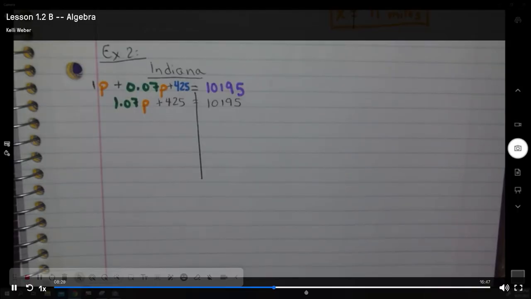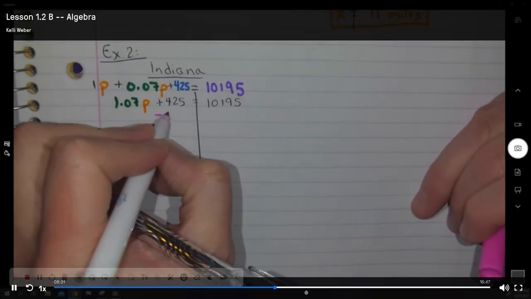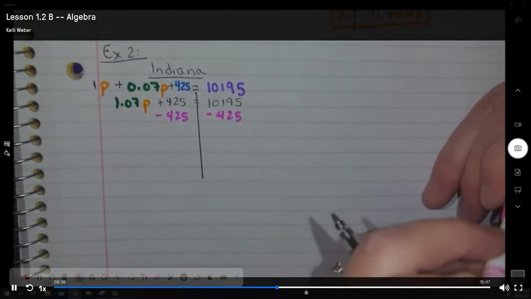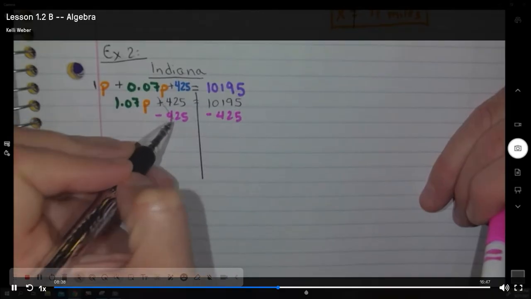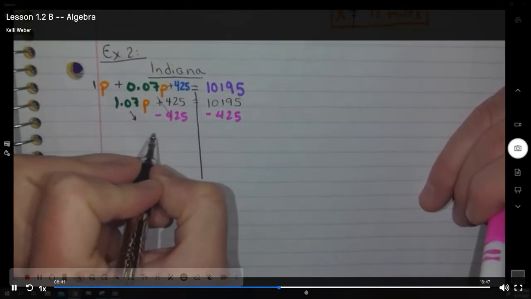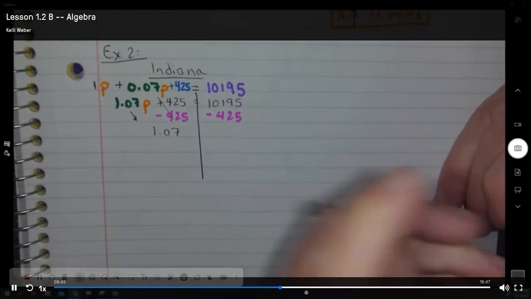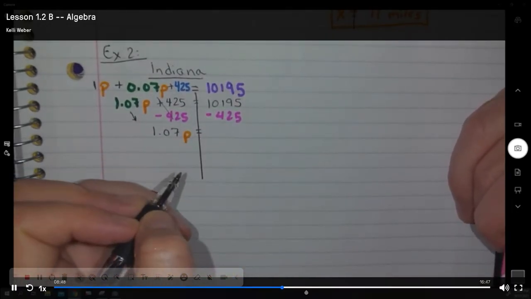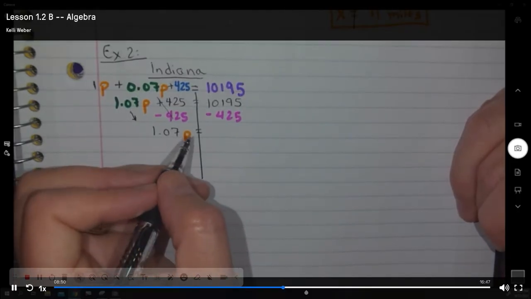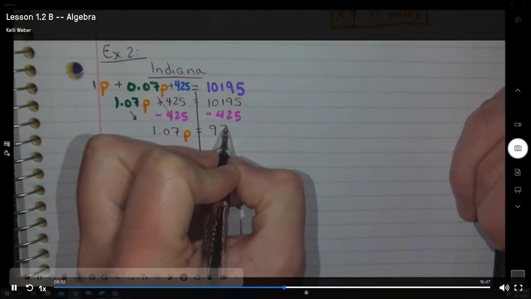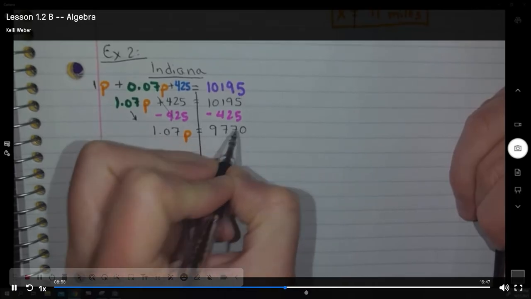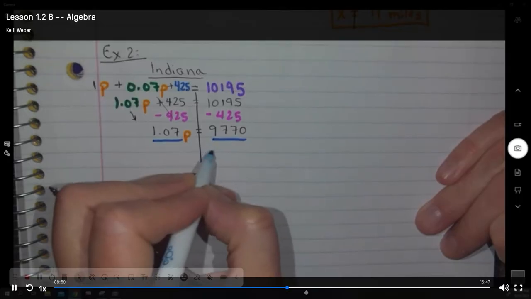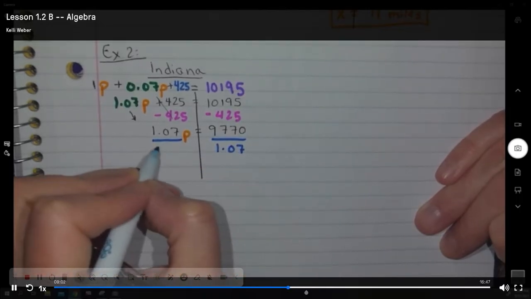So now we're going to undo our addition or subtraction. So we're going to subtract 425 from both sides. 425 minus 425, that makes 0. We still have 1.07p remaining on the left side here. 10,195 minus 425 leaves us with $9,770. We're going to divide both sides by 1.07 so we can get P by itself.